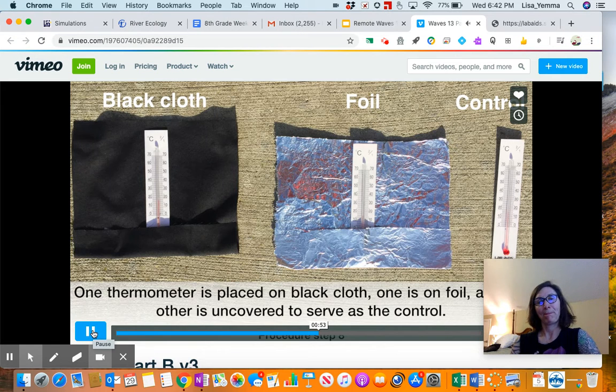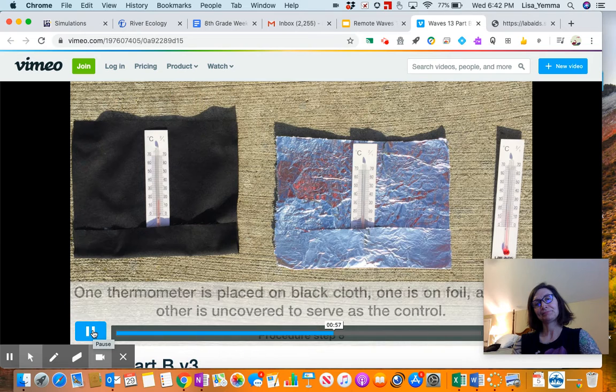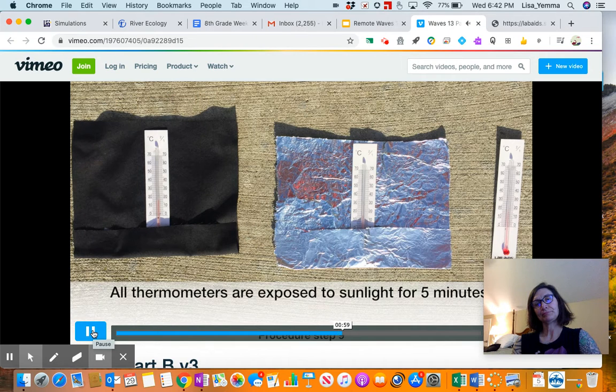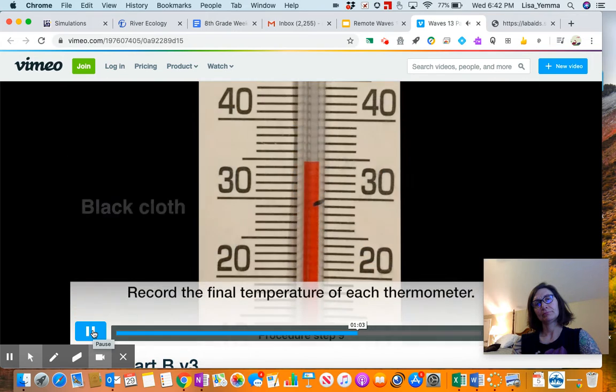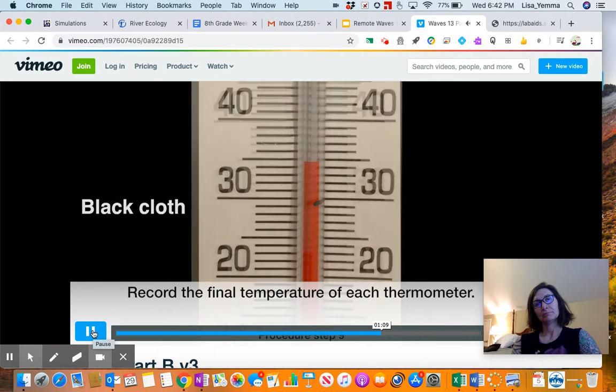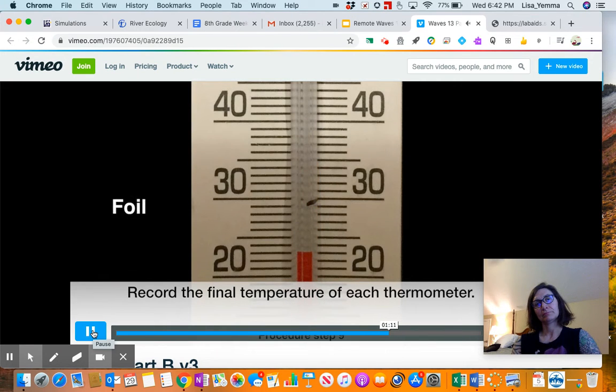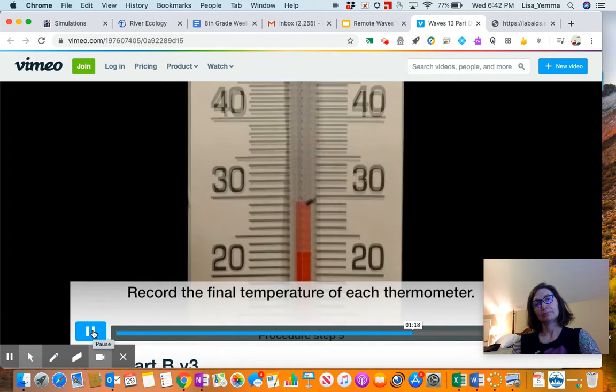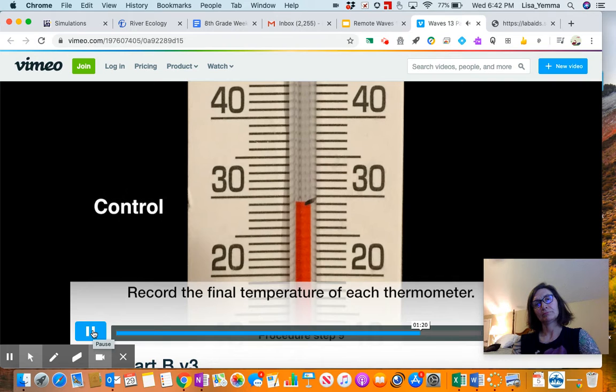Serve as the control. All thermometers are exposed to sunlight for 5 minutes. Record the final temperature of each thermometer. Black cloth, foil, control.